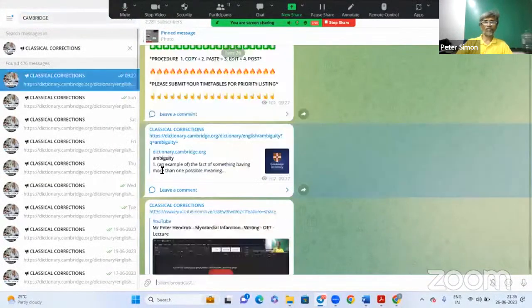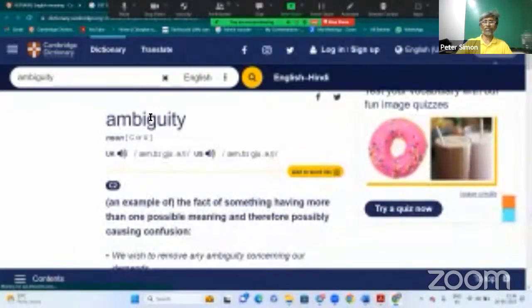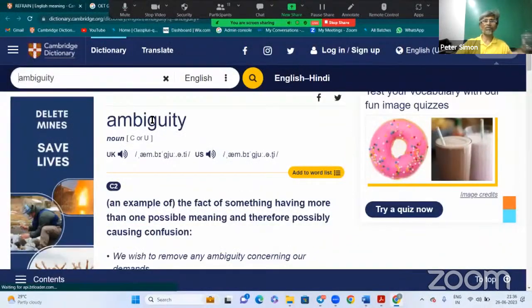See here, this is ambiguity. If you just click on this, it will take you to Cambridge Dictionary. It is C2 vocabulary. See where it is taking you. Ambiguity, confusion. This is today's word which I gave you.